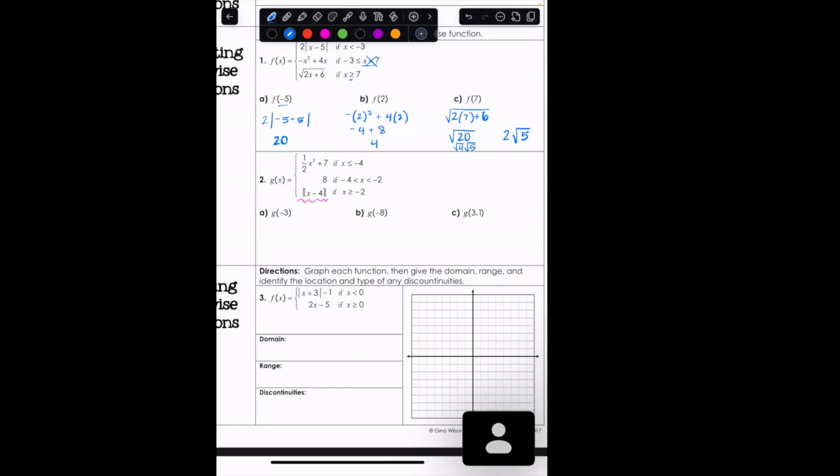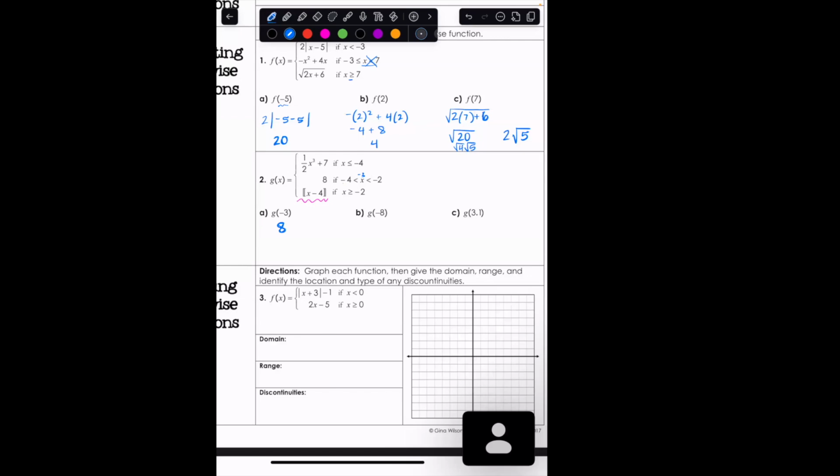I know this one threw me off too because I was expecting it to go in order, and then they did not go in order. So -3 is not less than -4, so I can't put it there. If I look at this next one, -3 is between -4 and -2. So that is in fact correct. So this one is going to be 8.